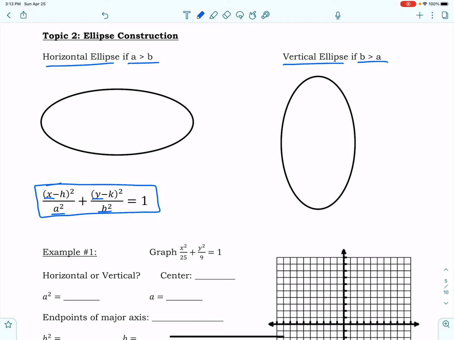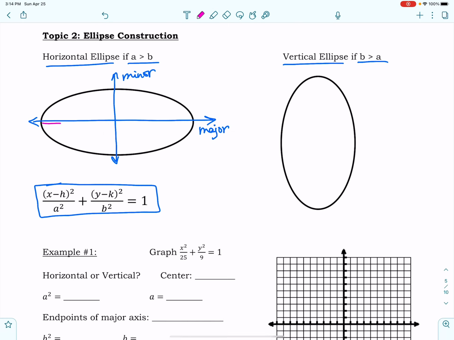So if A is bigger, then that means that our major axis is going to be parallel with the x-axis. So that's what that means. And then that means that our minor axis here will be associated with our y value. So we need to understand a couple of things. We need to recognize, let me erase part of this, a couple of things.